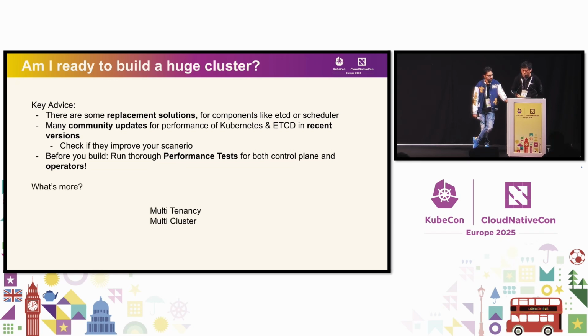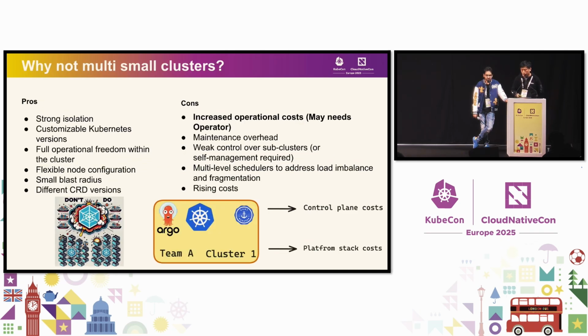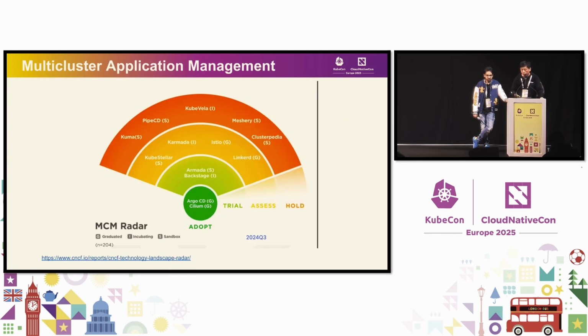And what's more, multi-tenancy and multi-cluster are popular questions. And why not multiple small clusters? This may be mentioned by my co-speaker. I think this is similar to the question of why we use a large cluster, just vice versa. And also, last year there was a multi-cluster application management radar. This mentioned the projects related to multi-cluster, so you can check those projects for your solution.